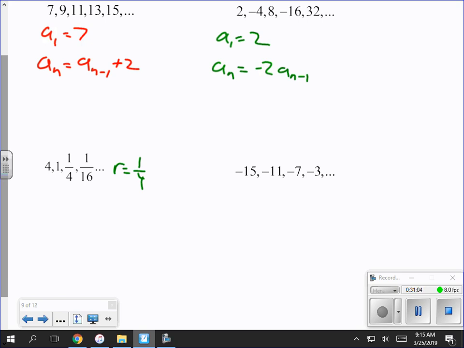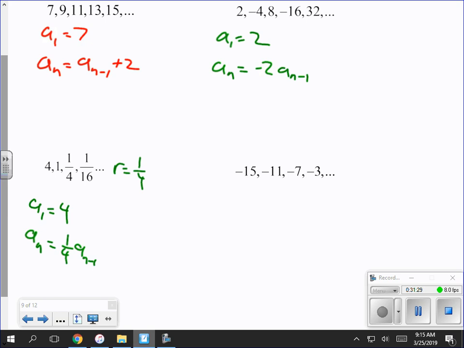So how do I get to the next term? I multiply by 1/4. So my first term is 4. And then to find the next term, what do I do? I multiply it times 1/4. So it's 1/4 times a sub n minus 1. To find the nth term, I take the one before it, n minus 1, times 1/4.